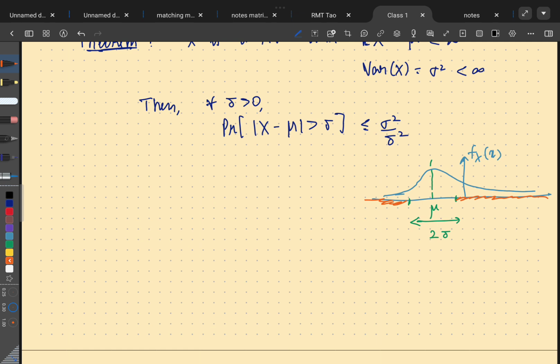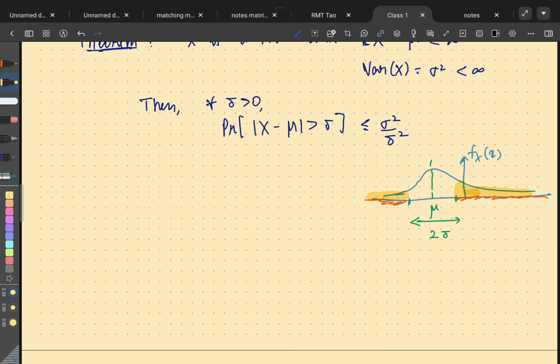Now what does that correspond to in terms of the probability density function? It's basically the area under the curve under the probability density function to the right of mu plus delta and to the left of mu minus delta. So the total area under the probability density function in the region from mu plus delta to infinity and minus infinity to mu minus delta, that is the quantity of interest. That's the probability that we're interested in.